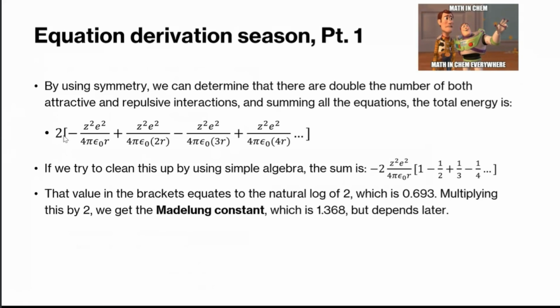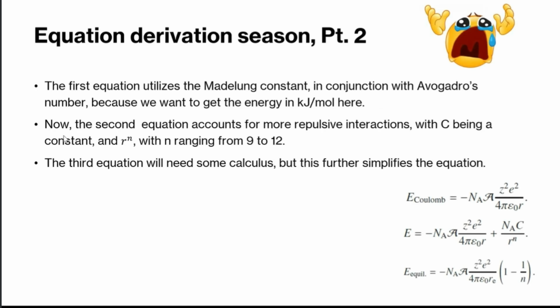So if we try to clean this up using some simple algebra, we get this sum: -2 times that equation I showed you, times 1 minus 1/2 plus 1/3 minus 1/4, and so on. That value in the brackets equates to the natural log of 2, which is 0.693. If we multiply that by 2, we get the Madelung constant, which is 1.386. But this will change later once we extend our ionic concepts to 3D.